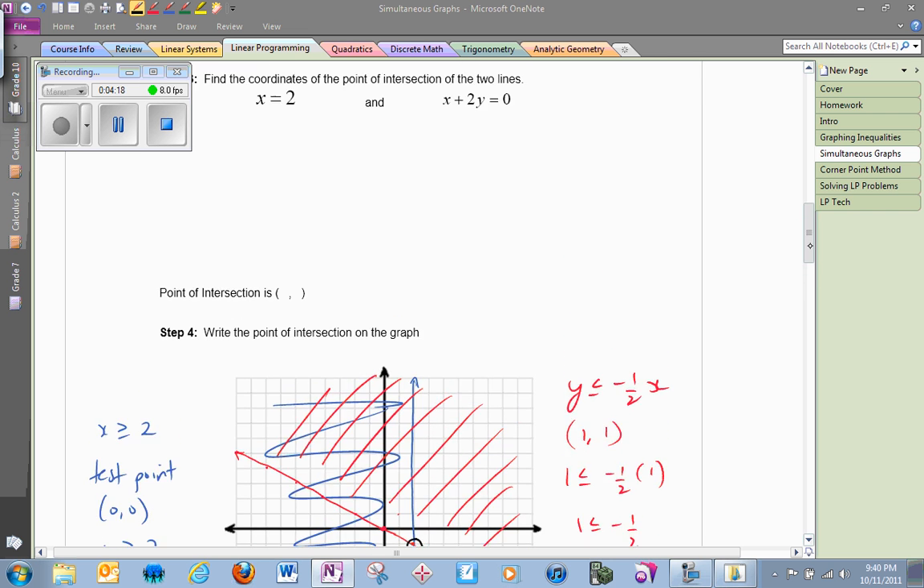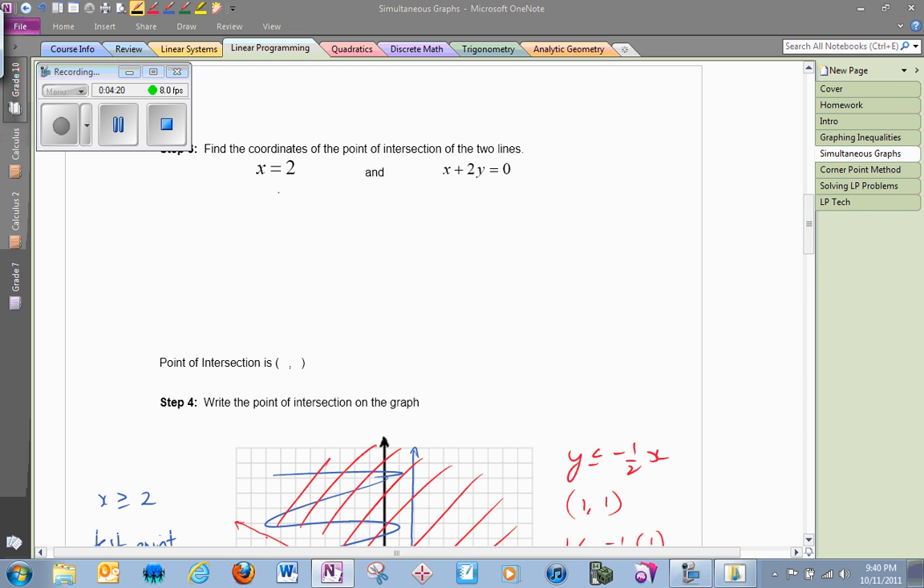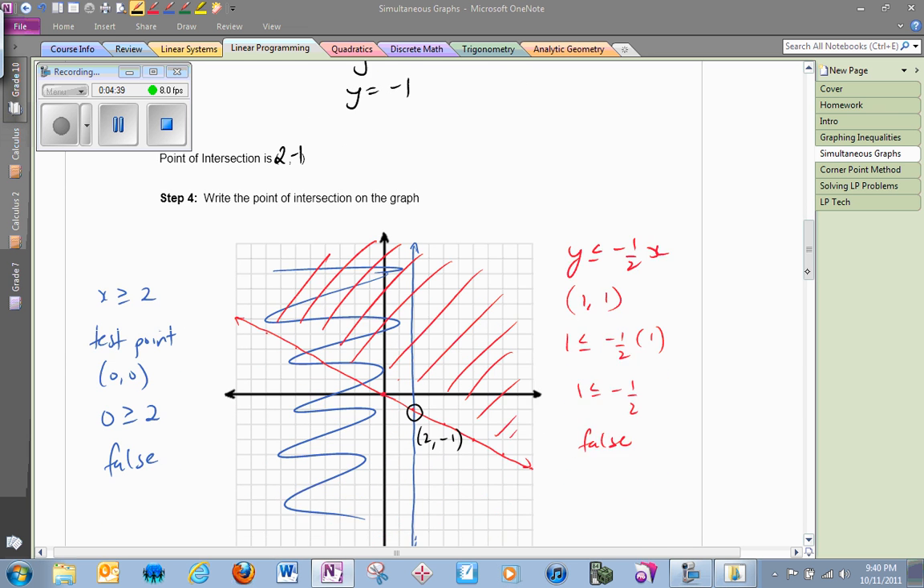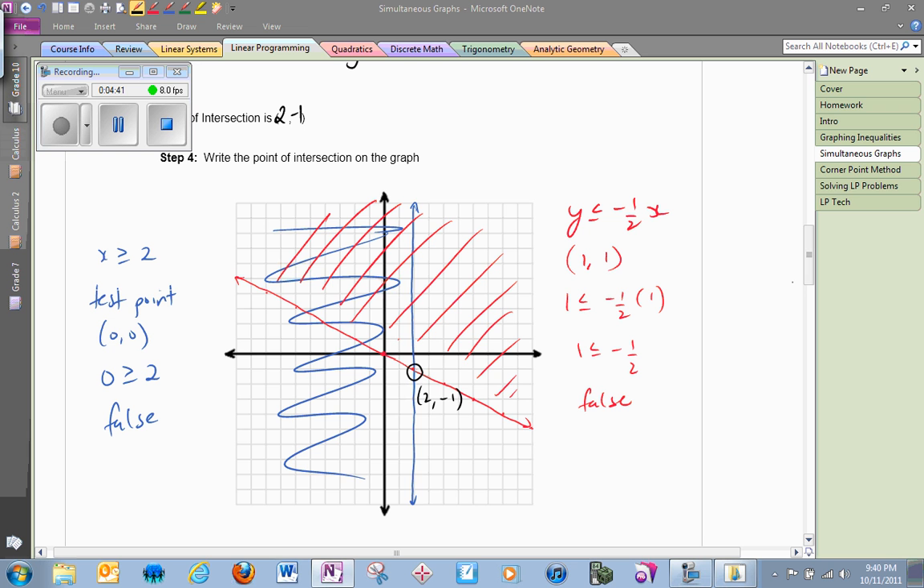Well, let's make sure that's true using algebra. Here are my two equations, x is equal to 2 and x plus 2y is equal to 0. So I'm going to substitute in here. So I get 2 plus 2y is 0. 2y is negative 2. Y comes out to be negative 1. That means the point of intersection is (2, negative 1). So you'll notice that what I got algebraically and what I have on my graph are the exact same thing.